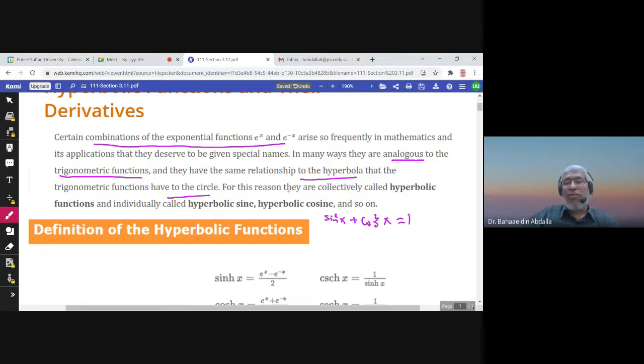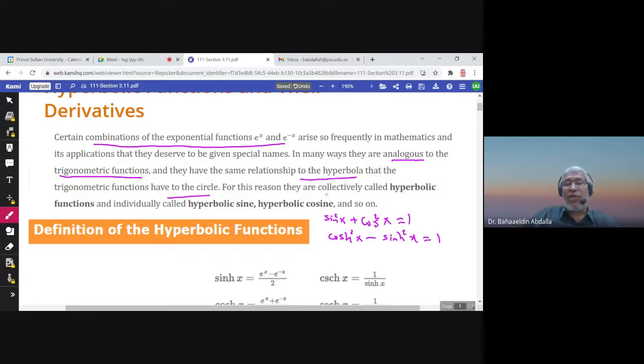Now the hyperbola has the equation x squared minus y squared equals 1. And x is hyperbolic cosine, and y is hyperbolic sine. So we have a relation cosh squared x minus sinh squared x equals 1, because x squared minus y squared is 1.